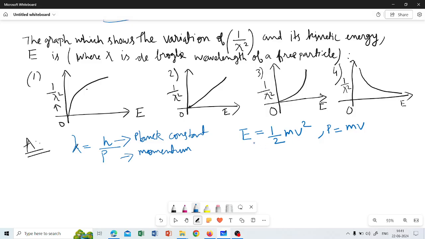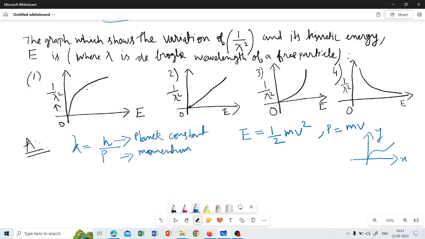Firstly, we know there is lambda, h and p. So I want to bring the expression in terms of 1 by lambda square and E. So how to do it? Firstly, this is a graph. Any equation in a 2D graph can be represented in a form. Let me take this as the x-axis and this as the y-axis, and there is some graph like this. So how can I represent this expression?